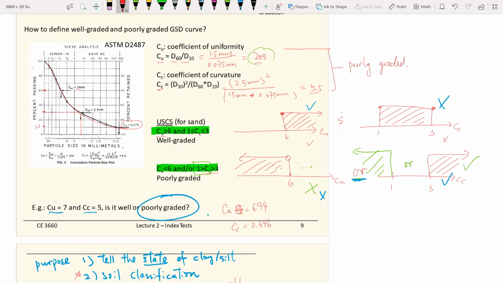So you fulfill the first condition. But C sub C is not between 1 and 3. So this is not a well-graded material because you need to fulfill both of them. So this is a poorly graded material because you fulfill the case that C sub C is less than 1. Whichever of the three scenarios for poorly graded you fulfill, if you fulfill one of them, then you belong to the family of poorly graded.